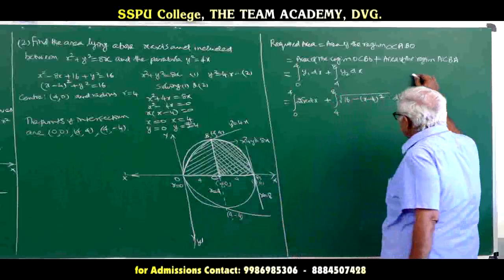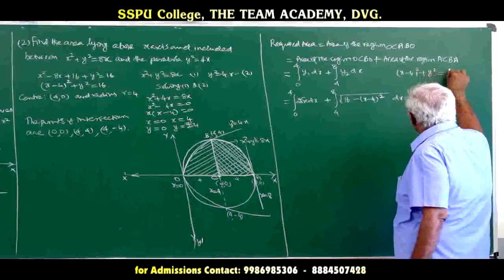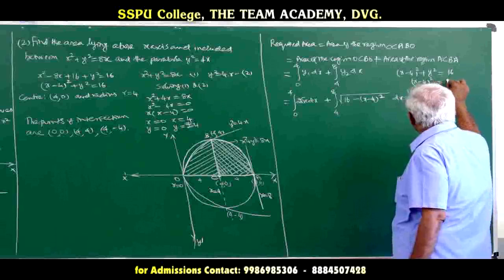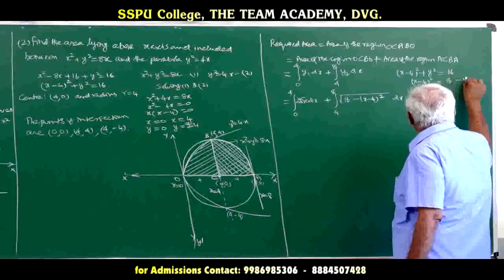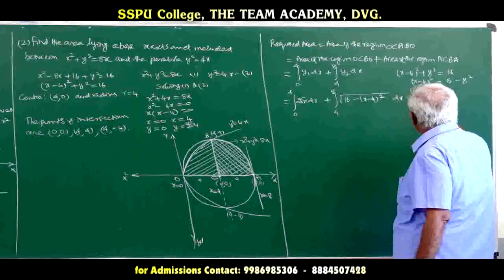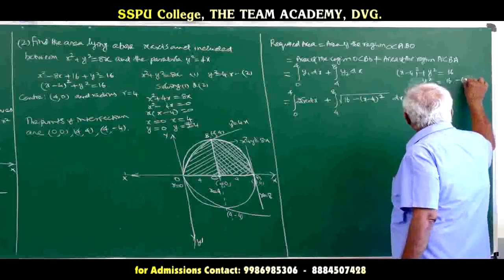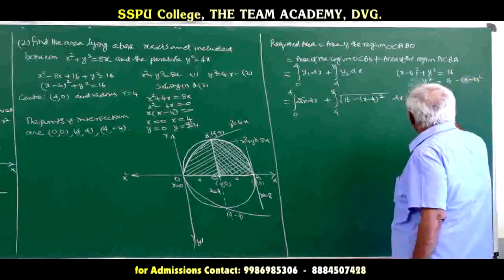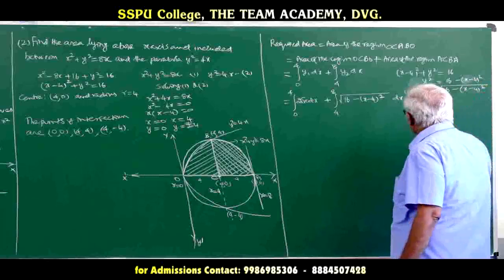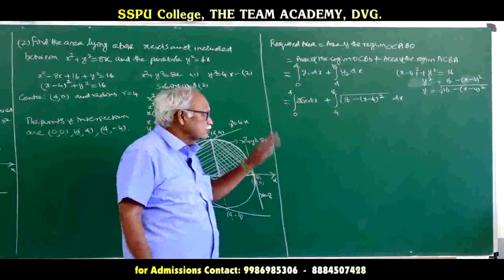How do I get y2 here? You see, x minus 4 whole square plus y square is equal to 16. So, y square is equal to 16 minus x minus 4 whole square. Y is equal to square root of 16 minus x minus 4 whole square. So, this is the formula for this.